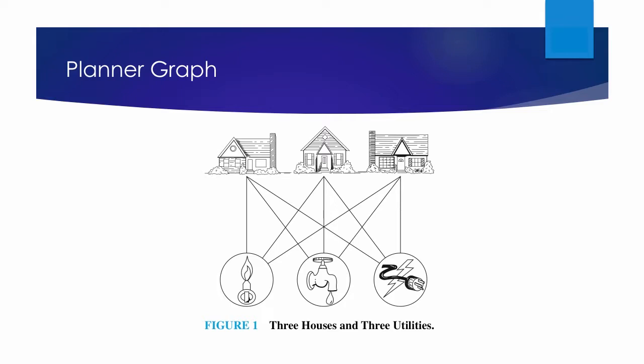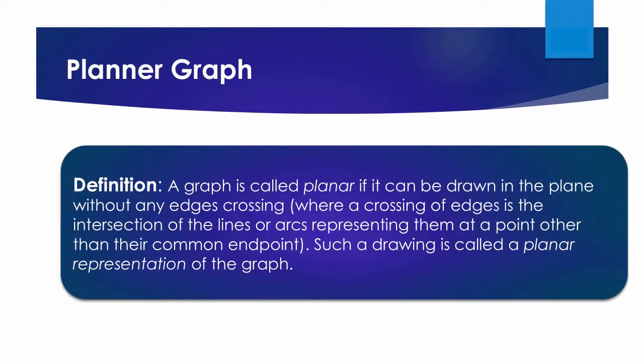There are always many ways to represent a graph. When is it possible to find at least one way to represent this graph in a plane without any edges crossing? So first, let us take a definition. A graph is called planar if it can be drawn in the plane without any edges crossing, where a crossing of edges is the intersection of the lines or arcs representing them at a point other than their common endpoint. Such a drawing is called a planar representation of the graph.